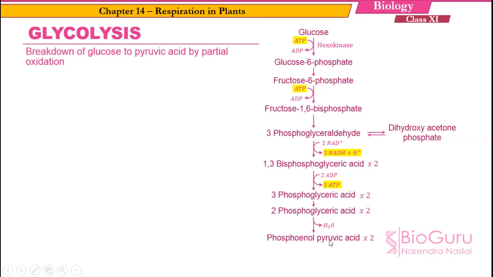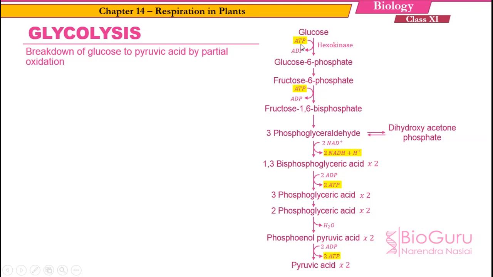Further, phosphoenol pyruvic acid will get converted into pyruvic acid, that is 2 molecules of pyruvic acid. During this process also one phosphate group is removed and that phosphate group is utilized to synthesize ATP. Here once again 2 ATPs are produced. It is because there are two molecules of phosphoenol pyruvic acid. From each phosphoenol pyruvic acid, a phosphate group is removed. So because of that, 2 ATPs are synthesized.